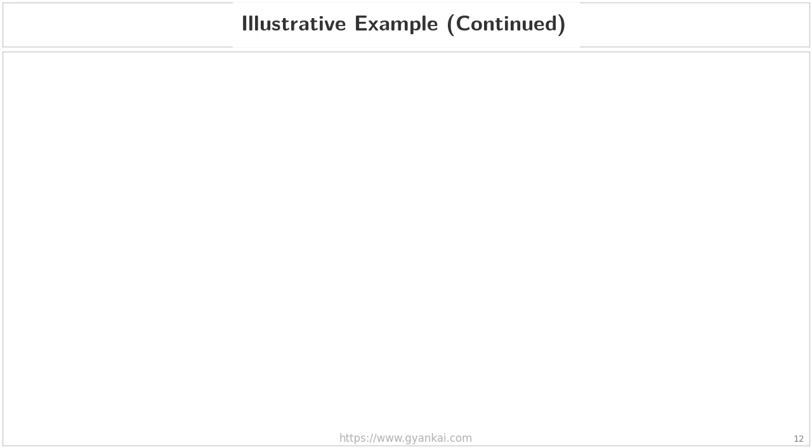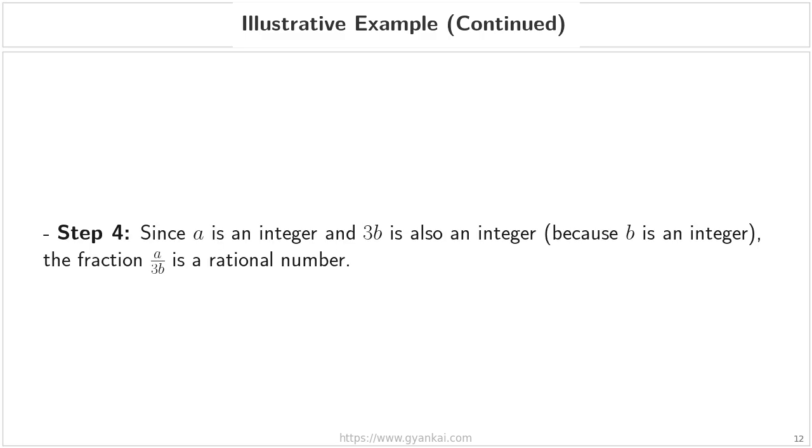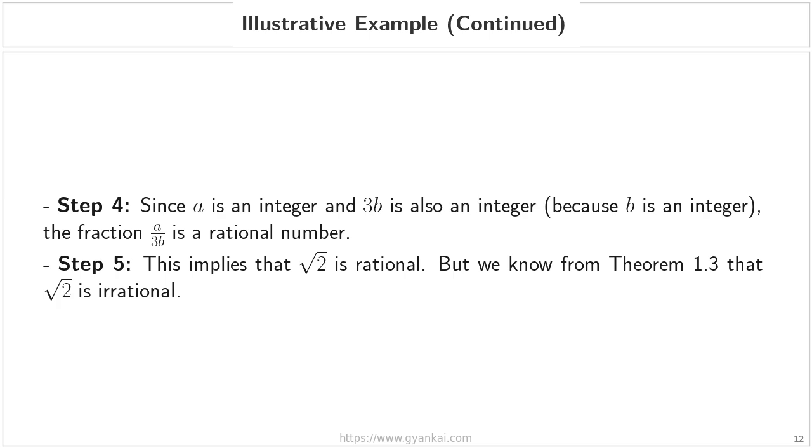Illustrative example, continued. Now let's look closely at what this equation tells us. In step 4, we observe that since a is an integer and 3b is also an integer, which we know because b itself is an integer, the entire fraction, a over 3b, must be a rational number. This is because, by definition, any number that can be written as a ratio of 2 integers is rational. Moving to step 5, this leads us to a very important realization. It implies that the square root of 2 is rational. However, we have a conflict here. We already know from our previous study of Theorem 1.3 that the square root of 2 is, in fact, an irrational number.